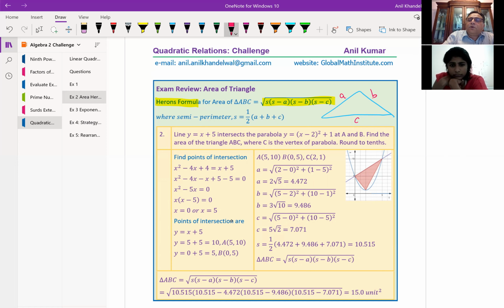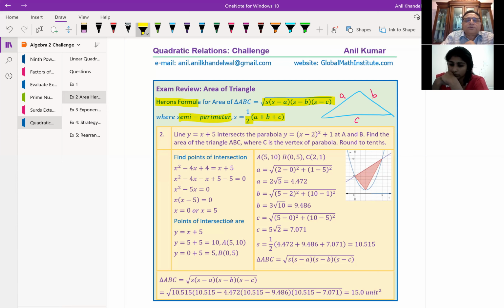So you add all the sides, that gives you the perimeter. A plus B plus C is the perimeter of the triangle, divide by 2. That gives you the semi-perimeter, right? So that's easy to remember, half of the perimeter. So use this formula and then find the area. It requires a lot of calculations. Normally a calculator will be allowed for such a question.